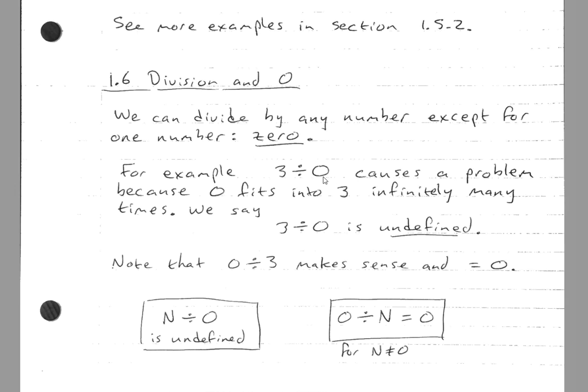in terms of fitting, we're asking how many times does 0 fit into 3? Since 0 doesn't take up any space, you can keep fitting it in as many times as you like. So really the answer here is infinity. But infinity is not a number, so we say 3 divided by 0 is undefined. This is the only correct answer. You have to say 3 divided by 0 is undefined.